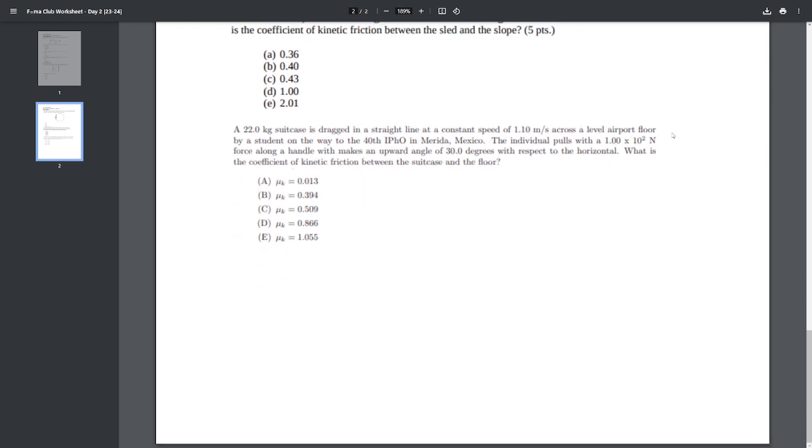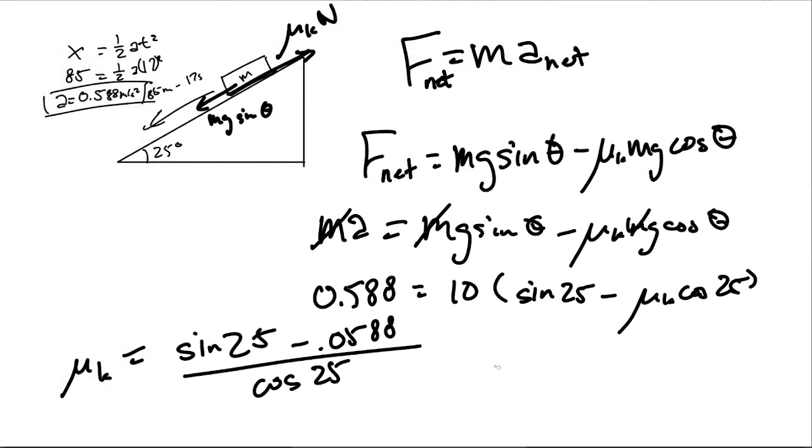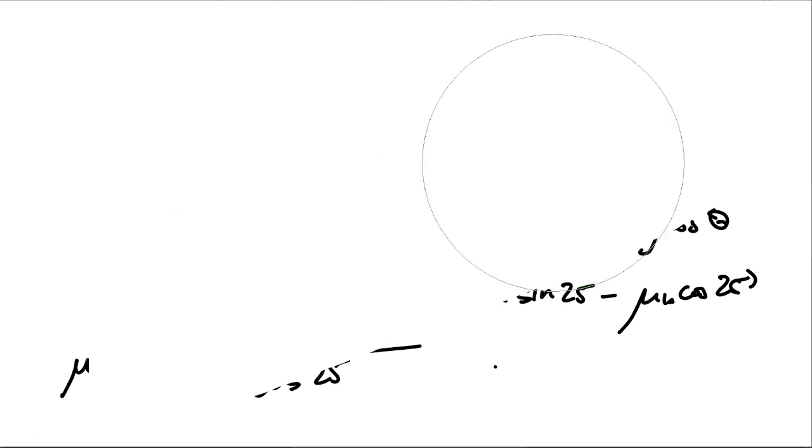Now, final question. A 22 kilogram suitcase is dragged in a straight line at a constant speed of 1.1 meters per second across a level airport floor by a student on the way. The individual pulls with 100 newtons of force along a handle that makes an upward angle of 30 degrees with respect to the horizontal. What is the coefficient of kinetic friction between the suitcase and the floor? Now this was quite interesting. So I'm going to see if I can just do this, and pretend everything is fine.